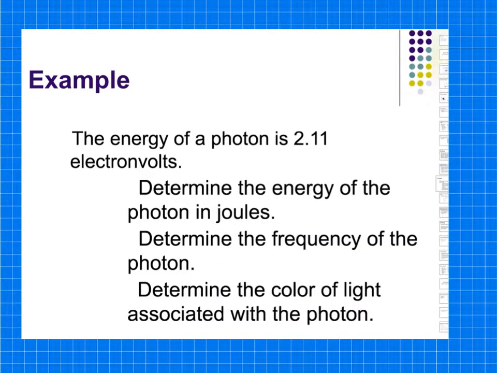So we're going to do an example problem where we use the energy of a photon as 2.11 electron volts. I'm not saying that's associated with any energy level change. We're just giving it any electron volt energy. The first thing I want to do with you is determine how that energy in electron volts can be converted into joules. Then we're going to use Planck's constant to determine the frequency of the photon. And then we're going to see what color that would be associated with if it were emitted as an emission spectrum.